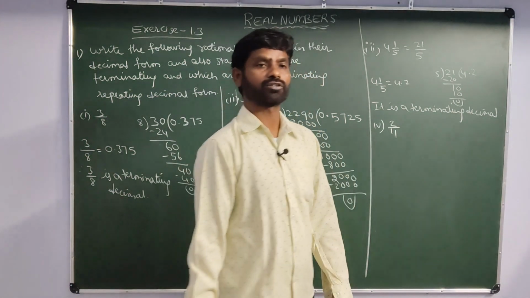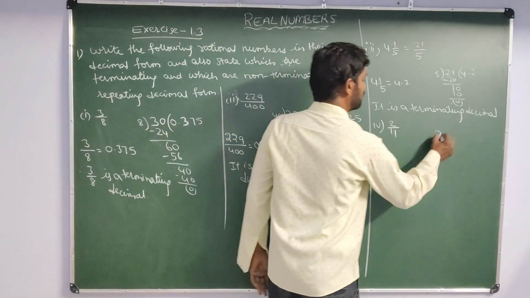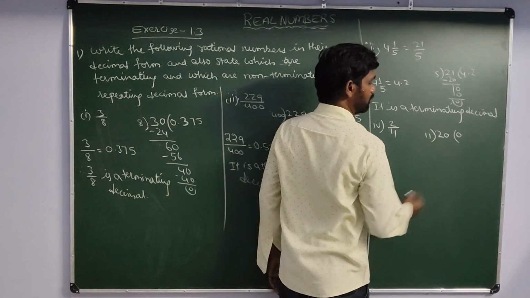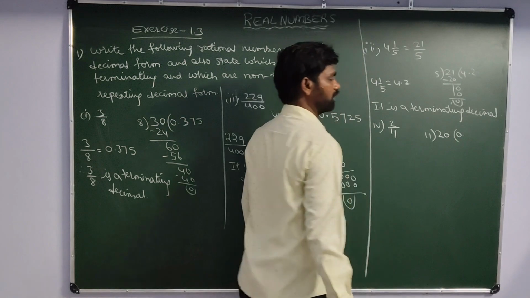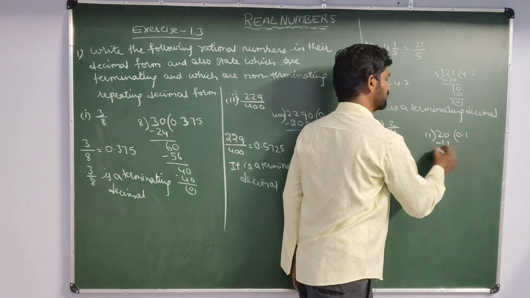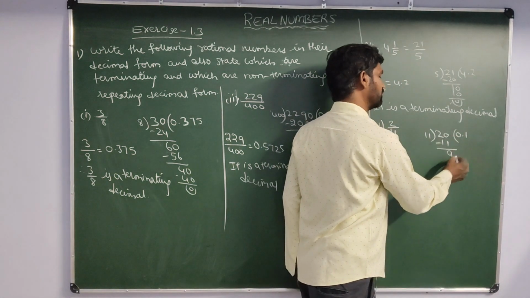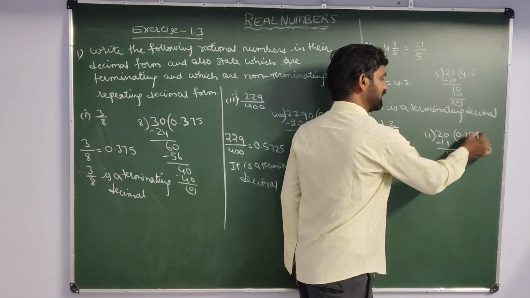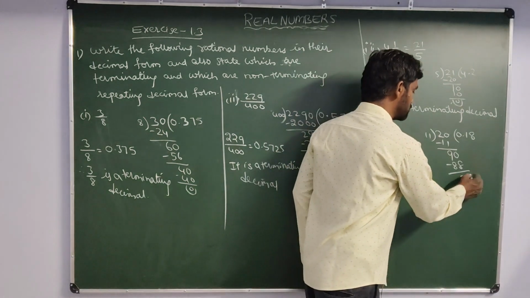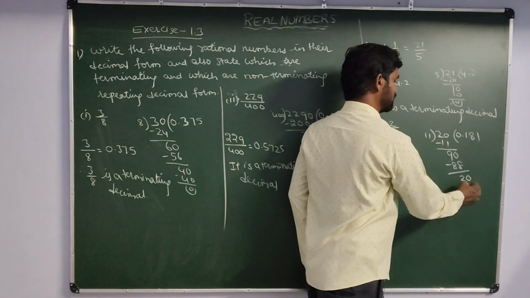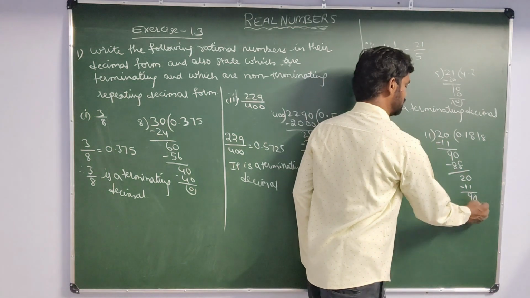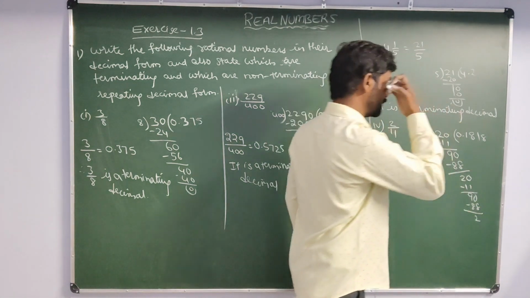Next question, fourth question, that is 2 by 11. Divide 2 by 11. So it is not possible. 0 point, take 0 here. 11 ones are 11, 11 twos are 22. So 11 ones are 11, 20 minus 11, it is 9. So take 0 here. 11 eights are 88. So 90 minus 88, it is 2, 0. So once again, we get 11 ones are 11, 9, 0, 11 eights are 88. So continuously we get the same values.